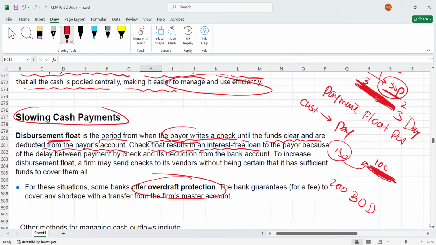So what will the bank do? The bank will take $50 from the overdraft: $100 plus $50, 150. They will cash this check, right? They will clear this check, but the bank will definitely charge a fee for this $50 because this facility is provided by the bank, right? This is what overdraft protection is.